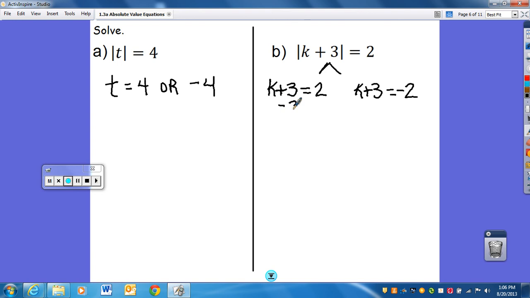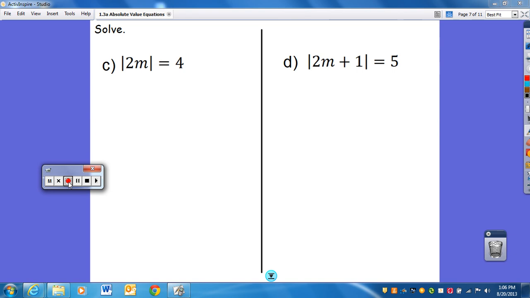So we'll do the opposite operation and we'll subtract 3 from both sides. K then is equal to negative 1, or when we subtract 3 from both sides of this equation, we can see that k is equal to negative 5. Again, if you'd like to make sure that your work is correct, you can substitute those values back into the absolute value original equation and check your work.